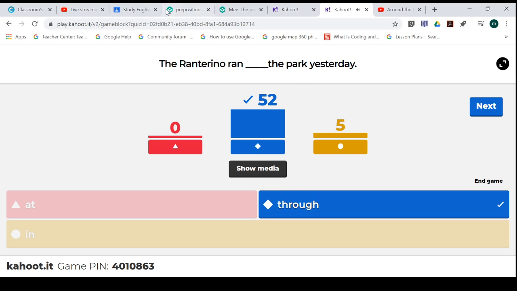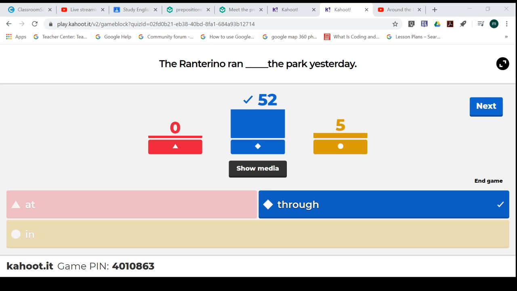Okay, and there we go. Well, that was not difficult, was it? What? 5 of you got it wrong? But I gave you the answer. Okay, be careful when you're pressing those buttons, yeah? Make sure you get the right colour. So yes, the Ranterino ran through the park.